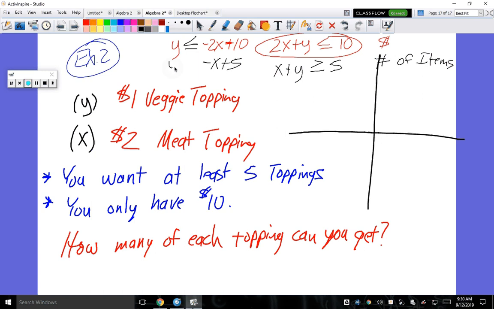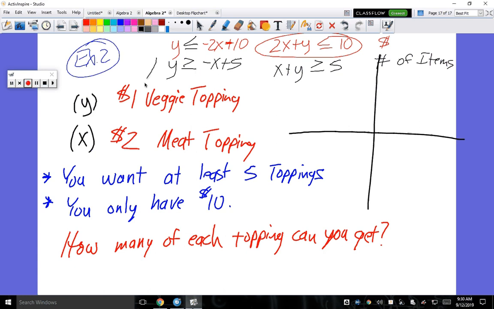Y is... Wait, does the sign switch? It doesn't switch. Okay, put this in your notes if you don't know this. It only switches if you multiply or divide by a negative any time throughout this process of getting y by itself. So then, greater than or equal to? Yep. So y is greater than or equal to negative x plus 5.